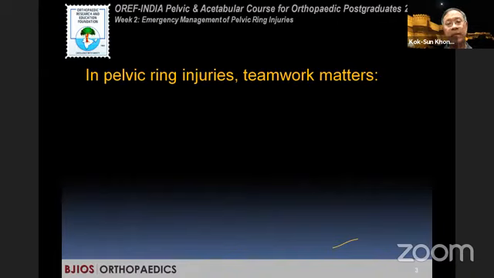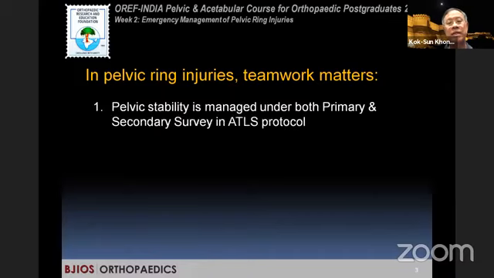Injury is often part of polytrauma. Teamwork matters, and the teamwork means multidisciplinary teamwork, and you will involve people from head to toe: the neurosurgeon, cardiothoracic surgeon, general surgeon, usually very common, neurologist, and maybe even the vascular surgeon. So everyone has to talk to each other, and you must have some sort of protocol, and you must know who is in charge. And you manage pelvic stability both under primary and secondary survey in an LPLS protocol.